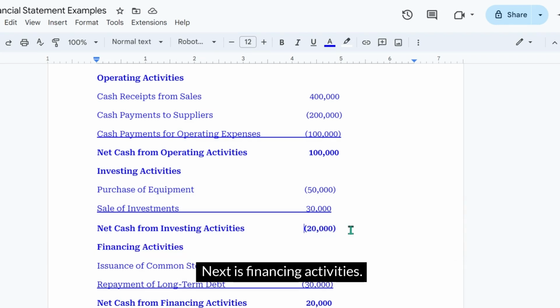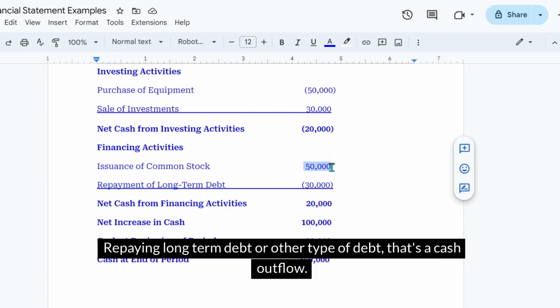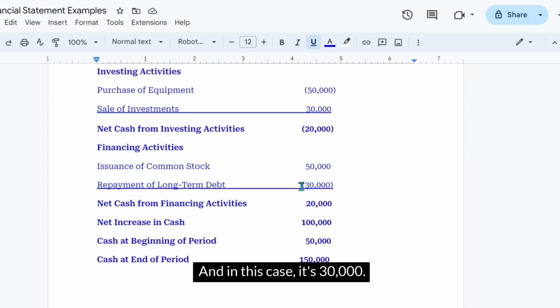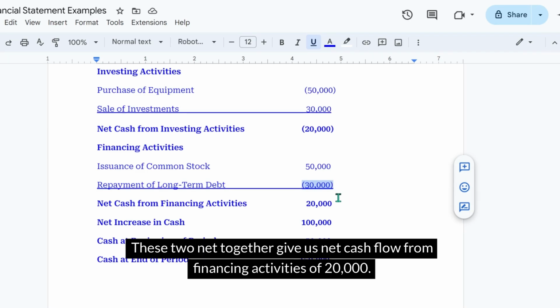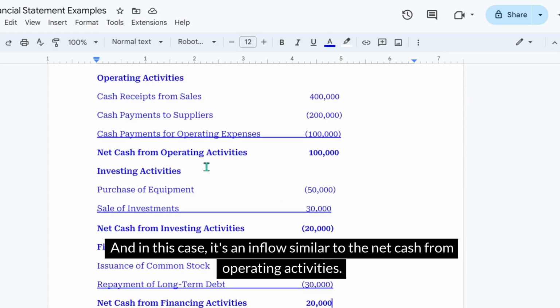Next is financing activities. Financing activities include things like selling common stock to shareholders, and that's an inflow. Here, it's $50,000. Repaying long-term debt or other type of debt, that's a cash outflow. And in this case, it's $30,000. These two net together give us net cash flow from financing activities of $20,000. And in this case, it's an inflow similar to the net cash from operating activities.